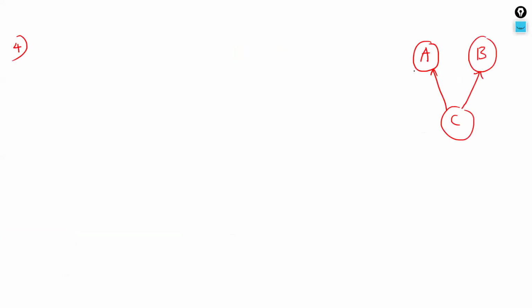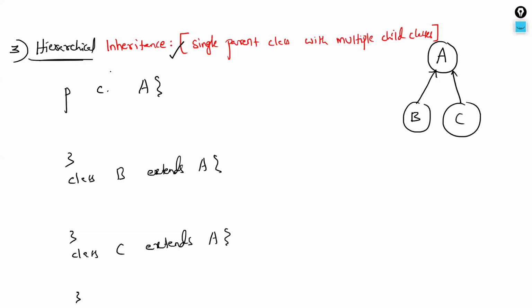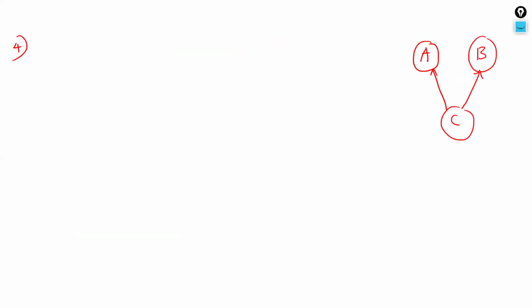Then here, multiple parents but a single child. So the previous one, shall I repeat, please? It's called hierarchical inheritance. Then multiple inheritance is this, actually. It is multiple inheritance. So this is called multiple inheritance.